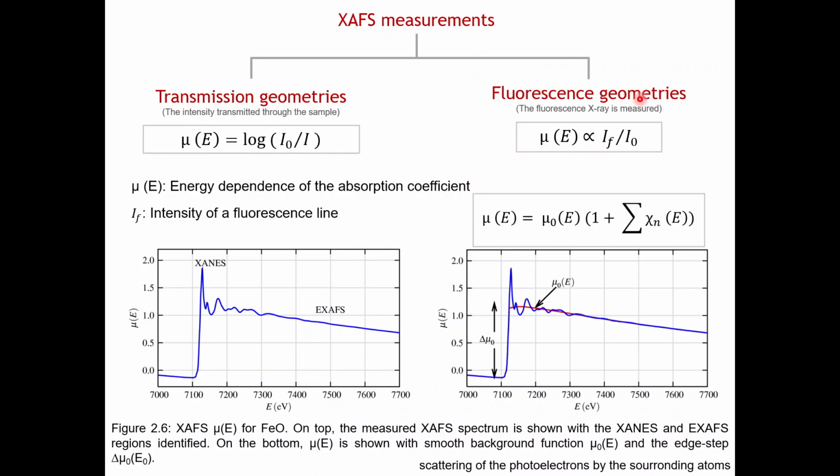So in case of fluorescence, this mu E is proportional to IF by I0. So you can see that they differ by this log. And this mu E, that is the energy dependence of the absorption coefficient, depends on two parts. One is the atomic part, that is how much absorption there is, or the absorption coefficient by a single atom. And another part is the scattering of the photoelectrons by the surrounding atom.